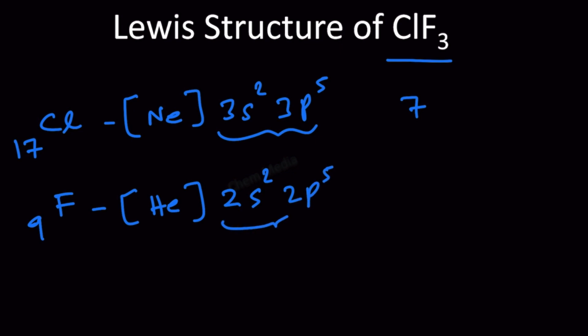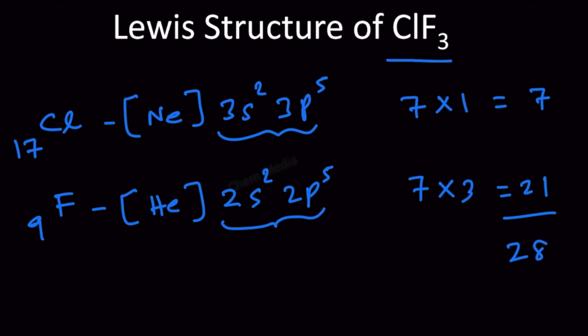Here also we have 7 valence electrons, but we have 3 fluorine atoms. Therefore, 7 times 3, that is equal to 21. Here 7 times 1, that is equal to 7. So, in total we have 28 valence electrons in ClF3.